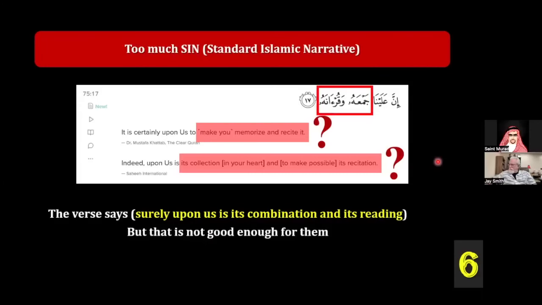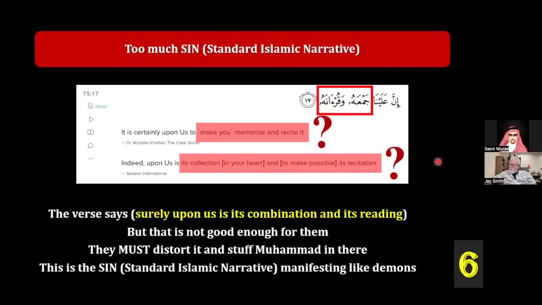It's reading. But that is not good enough for them. They must distort it and stuff Muhammad in there. This is the standard Islamic narrative, manifesting like demons. This is a big problem. This is example number 6. Do you have any comment about this?